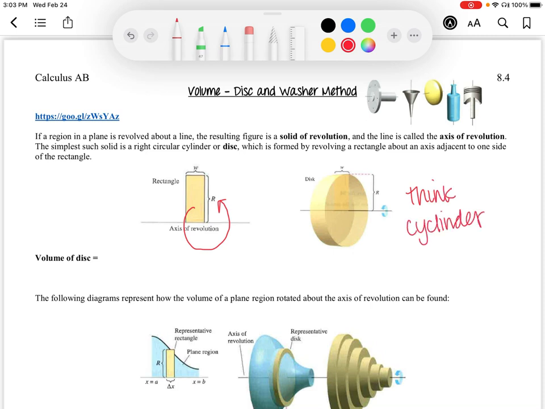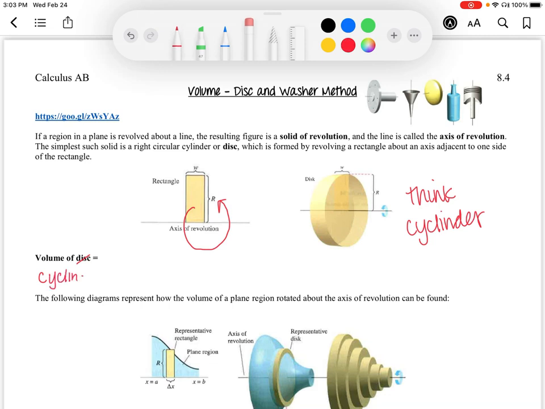So think about making a cylinder. That's what we're doing. The line that it's revolved about is called the axis of revolution, and the simplest such solid is a right circular cylinder or disk. This is the disk method, which is formed by revolving a rectangle about an axis adjacent to one side of the rectangle. So if we're talking about the volume of a disk, or we could even cross that out and say, let's talk about the volume of a cylinder.